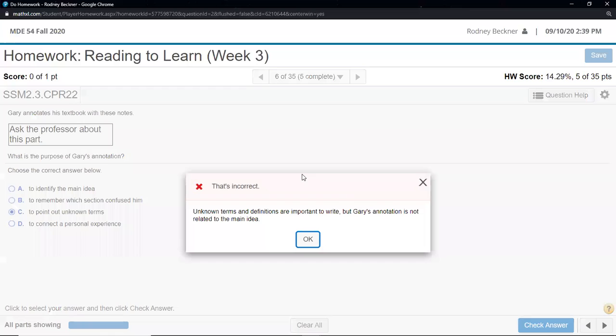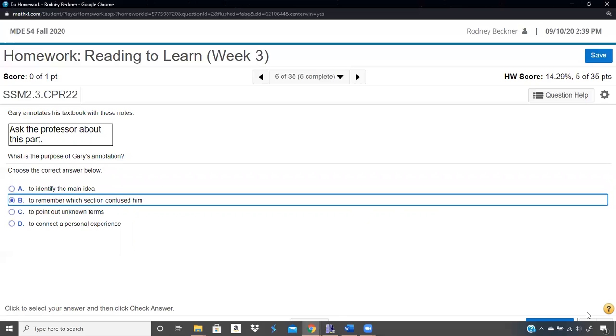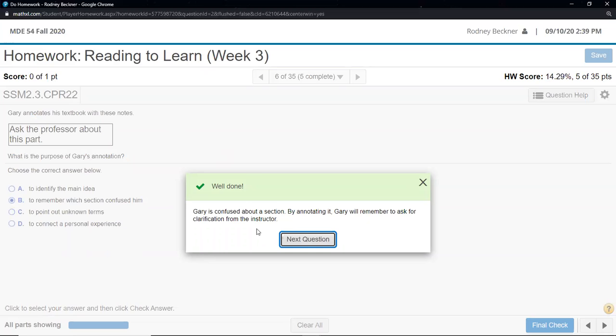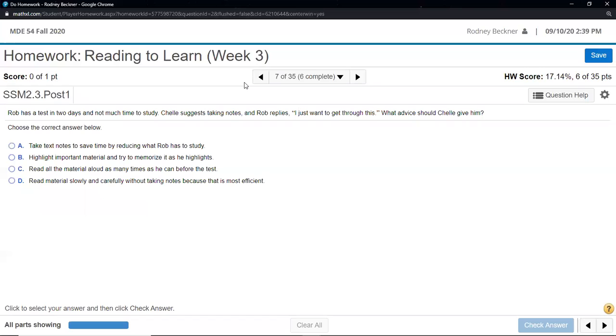Unknown terms and definitions are important to write, but Gary's annotation is not related to the main idea. So probably to remember which section confused him. Yes, he's confused about a section. Ask about this section. It seemed a little clearer, but I still thought that C might be one that some people think.